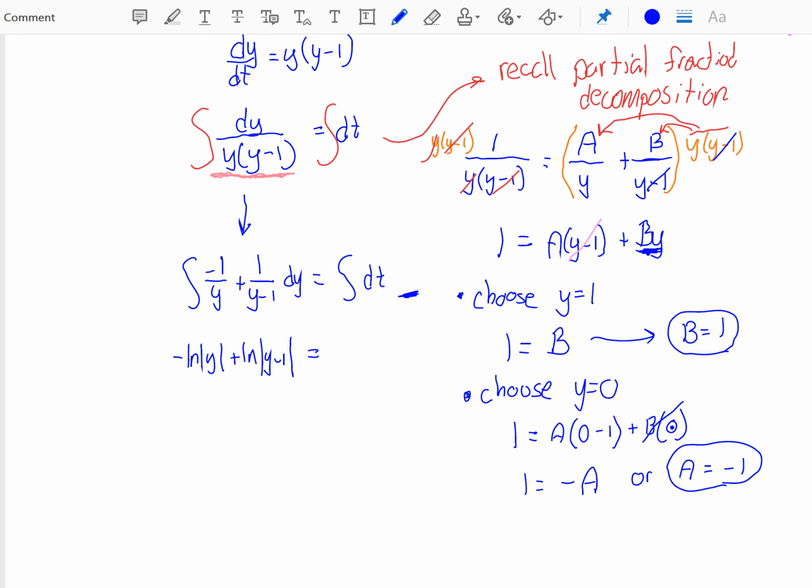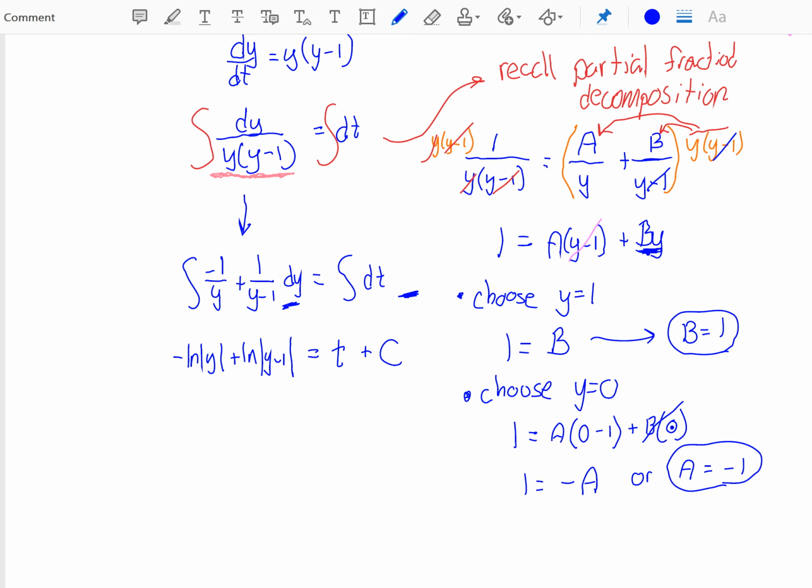So I'm going to skip that part and just say the antiderivative of the right-hand side is going to be t plus c, where this c would have been the constant that came from the left-hand side and the right-hand side combined together.